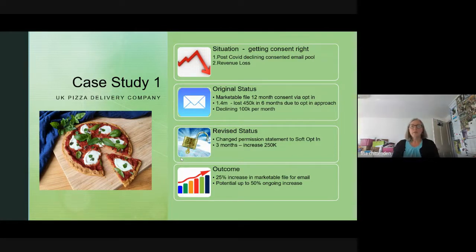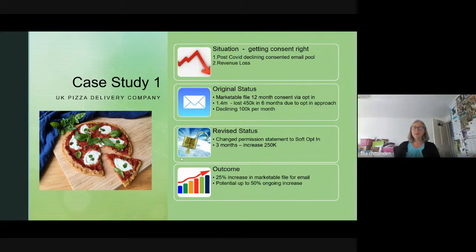The original status was they had a marketable file which was consented via opt-in. It was 12-month consent via opt-in. They had nearly 1.5 million before it dropped, and it dropped within 6 months. They lost about a third of their file because of their opt-in approach. Because obviously, if you've got a 12-month window, people drop off after 12 months. So if you've got a customer who's 13 months, they're no longer on your marketable file. Because of the dramatic shift between COVID and non-COVID, they lost a third of their marketable file, and it was declining at about 100,000 a month. Obviously, massive revenue impact on that.